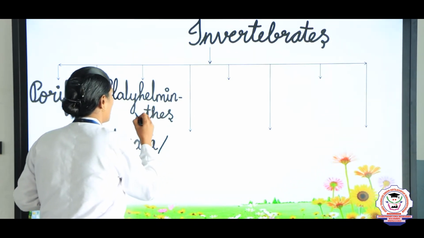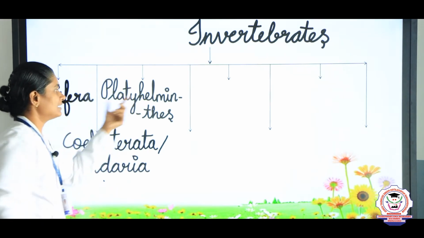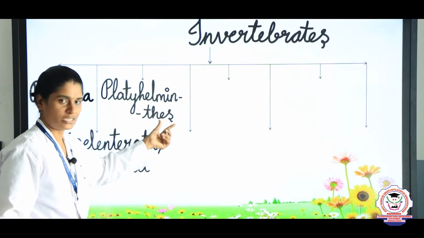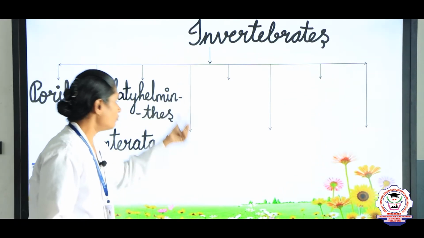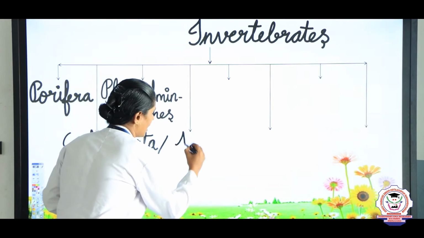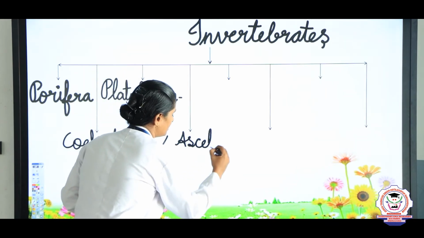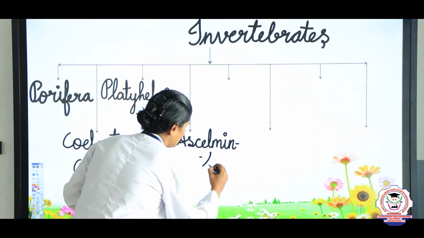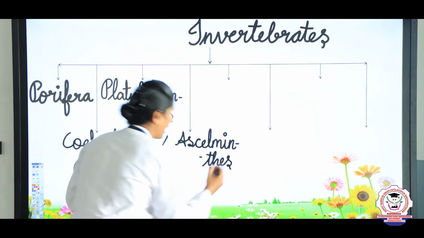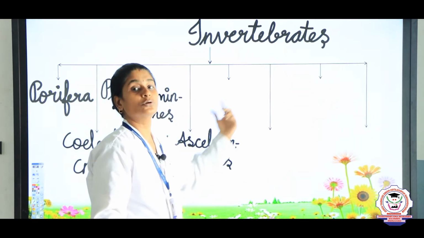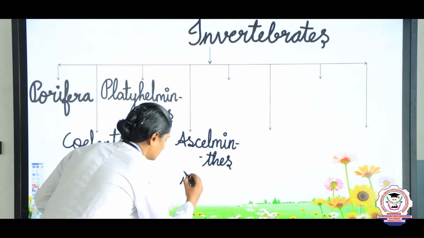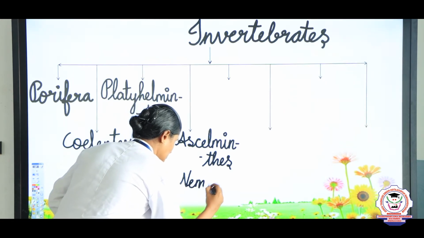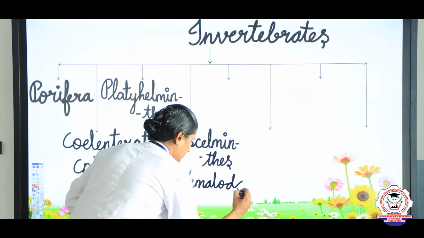Platyhelminthes, right. So, the fourth one is Ascalminthes. This Ascalminthes is also known as Nematoda.